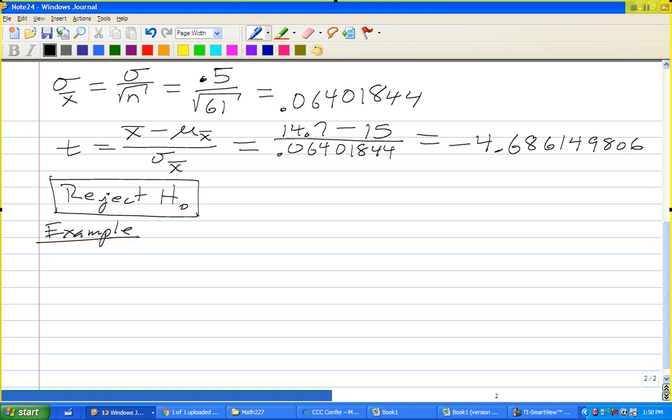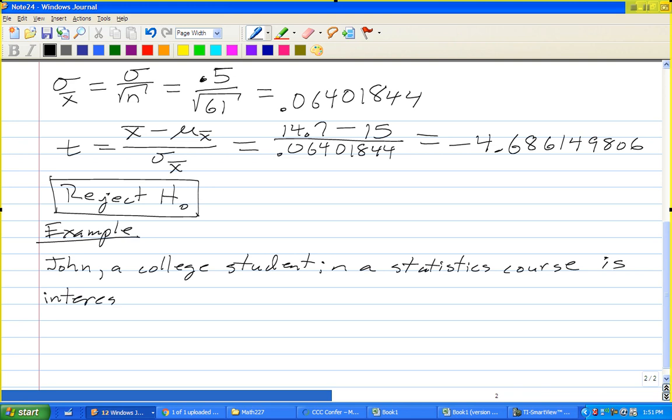John, a college student in a statistics course, is interested in IQs of students.